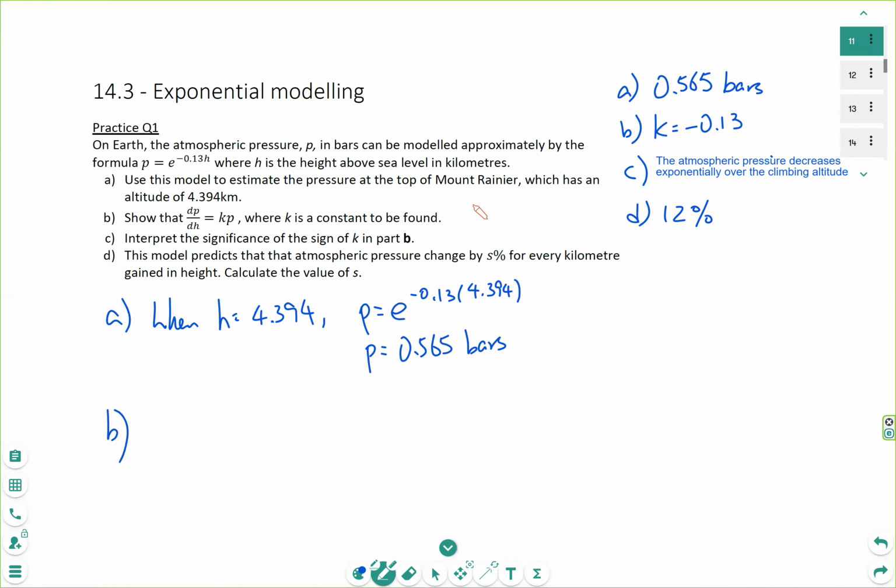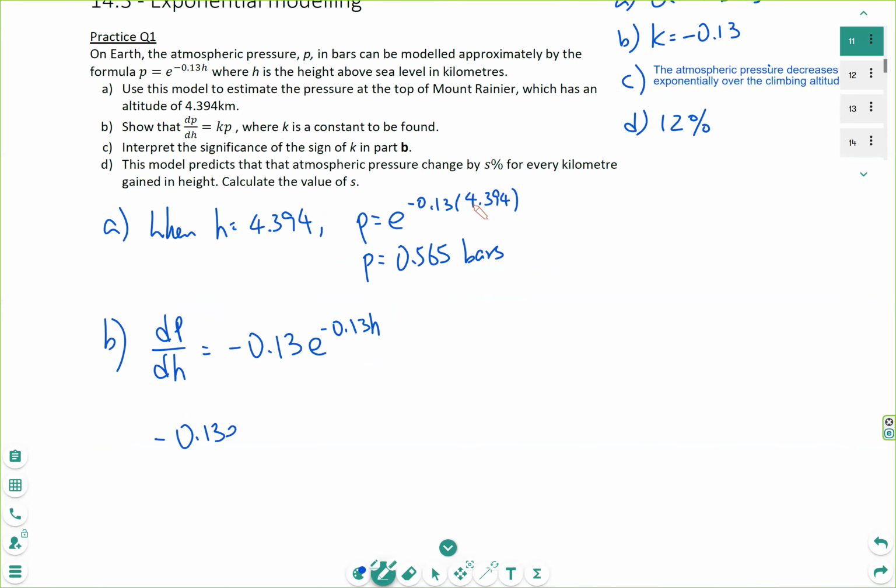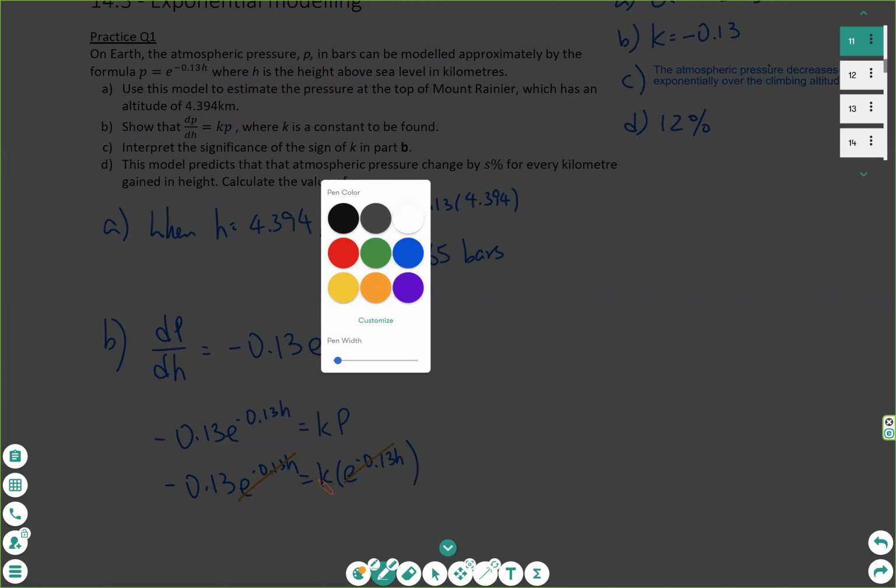Question B. Show that dP by dh equals kP. So same thing, we do dP by dh. Let's differentiate P with regards to h. So multiply by the coefficient, which is negative 0.13, e to the power of negative 0.13 h. The power remains unchanged. And we know negative 0.13 e to the power of negative 0.13 h equals kP. What is P? P is e to the power of negative 0.13 h. So what we can do here is cancel these two out. Therefore k is indeed negative 0.13.